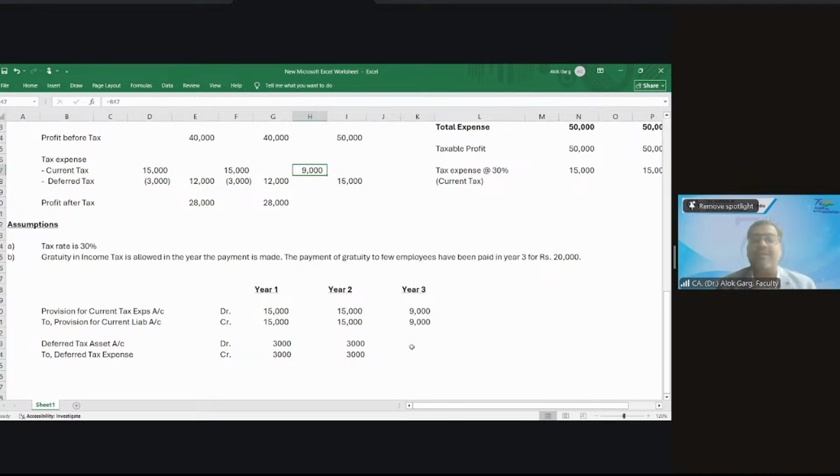So what is the accounting entry? Now this deferred tax asset will be credited and deferred tax expense should be debited. So minus 6,000.